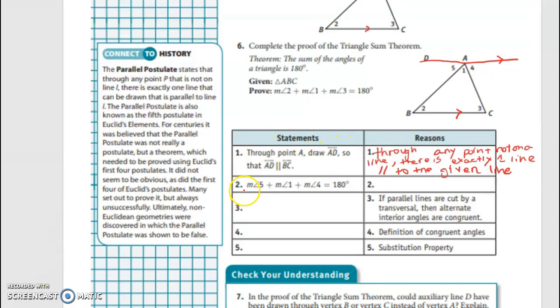And then number 2 says the measure of angle 5 plus the measure of angle 1 plus the measure of angle 4 equals 180 degrees. And we know this because of the angle addition postulate that we learned, I think, in Unit 2.